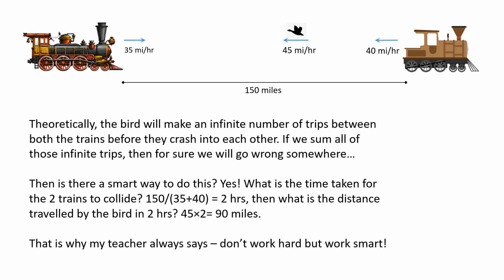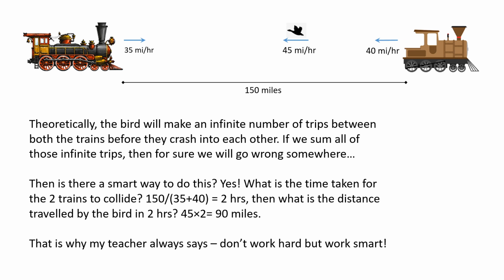So the better way to do it, or the smart way to do it, is instead of calculating the number of trips, think how long it will take for the two trains to collide. If the trains have to travel in total 150 miles and the sum of the relative speed is going to give us 75 miles per hour, of course in 2 hours they will cover 150 miles. Because they are traveling towards each other, the relative speeds add up to 75 miles per hour, and they have to cover 150 miles. In 2 hours these two trains are going to collide.